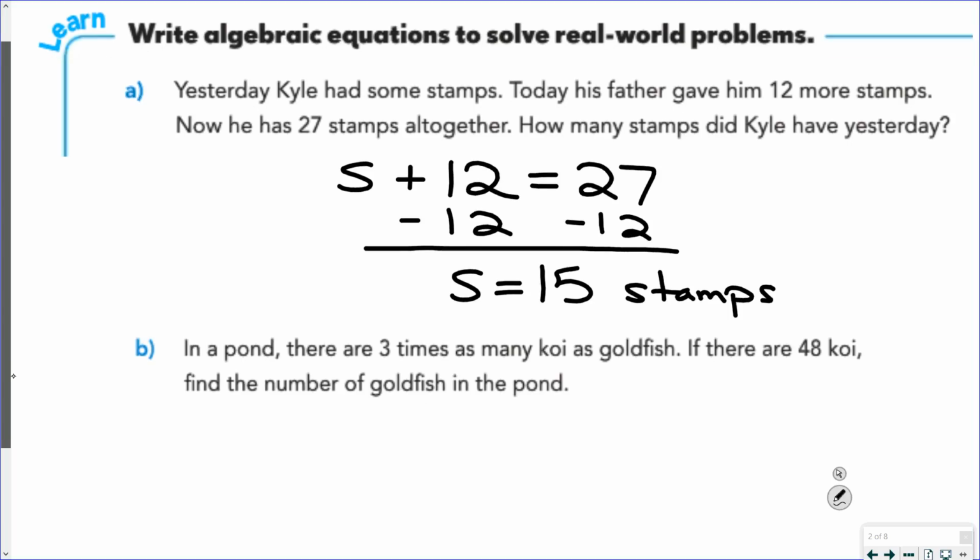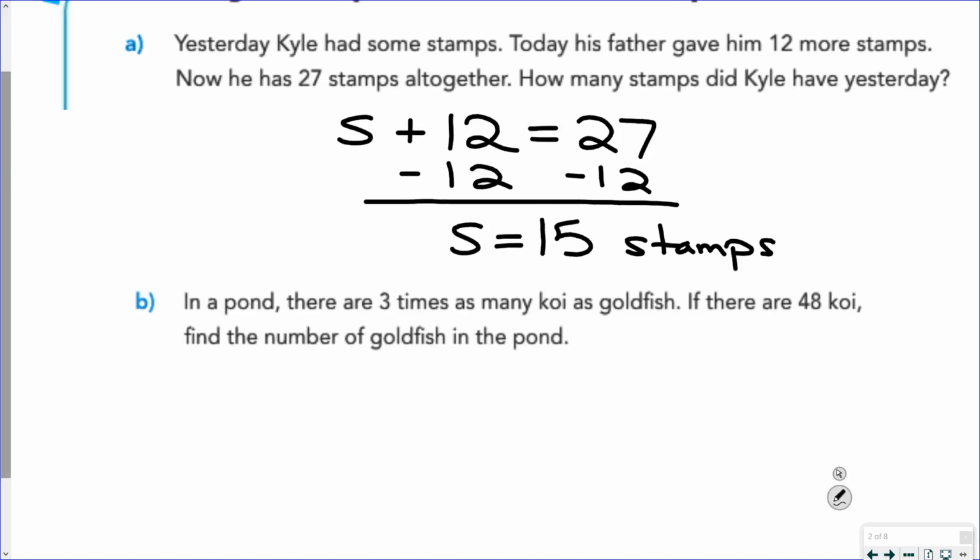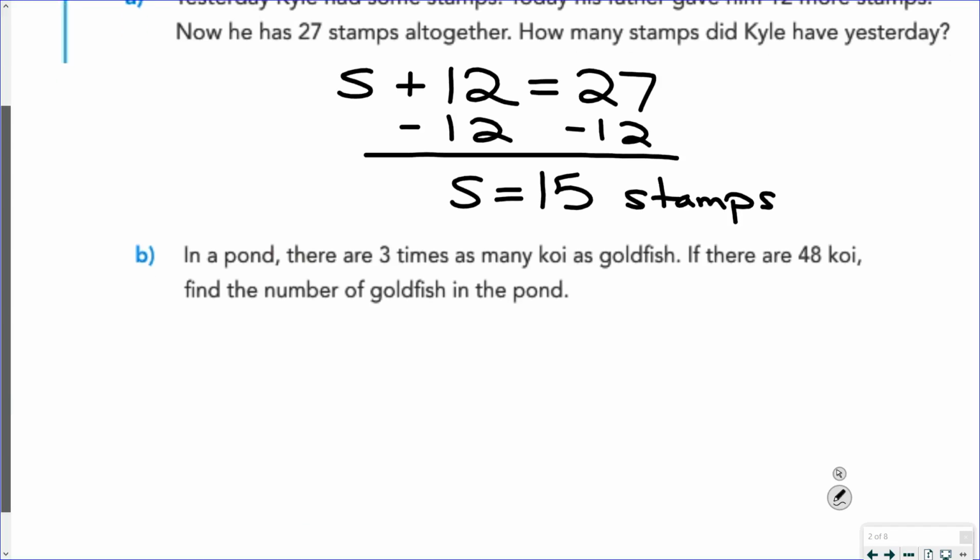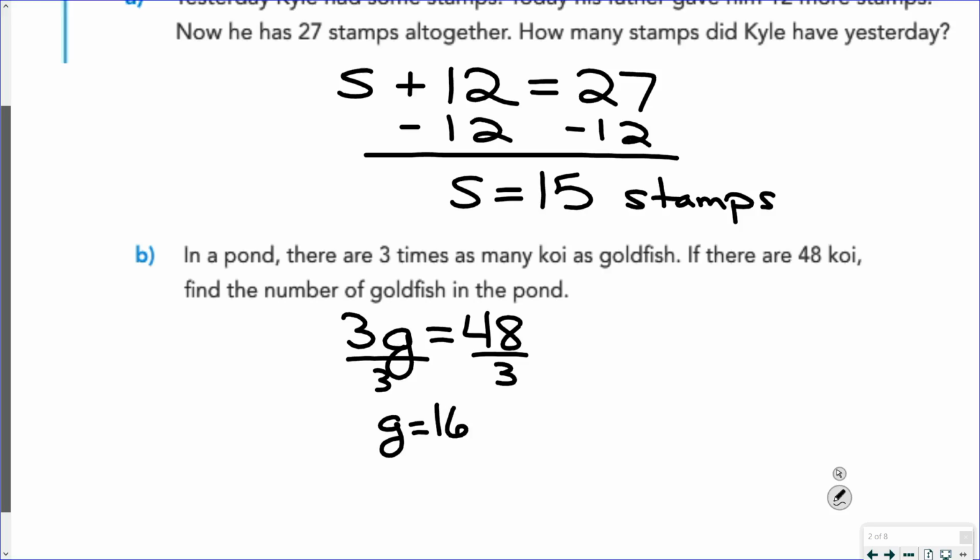For our second example here, in a pond, there are 3 times as many koi as goldfish. If there are 48 koi, find the number of goldfish in the pond. Well, since we don't know the number of goldfish in the pond, we're going to use a variable. I'll use G for goldfish. And since it says there are 3 times as many koi as goldfish, we're going to take 3 times the number of goldfish, and there are 48 koi. So our equation would be 3G equals 48. To solve for G, I'm going to divide both sides by 3. And 48 divided by 3 is 16. So we would have 16 goldfish in the pond.